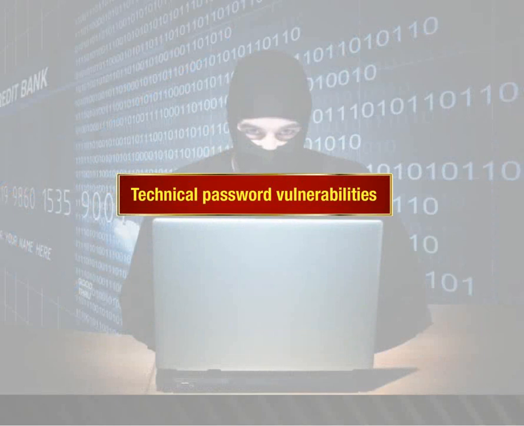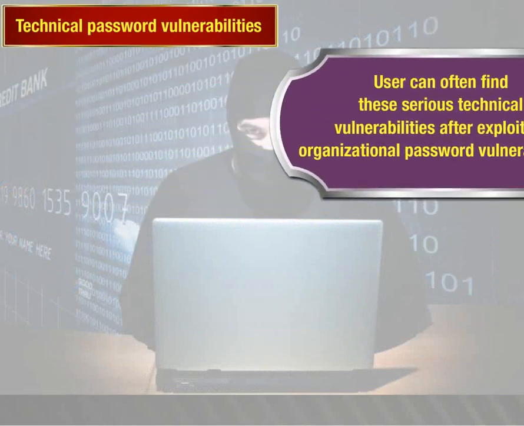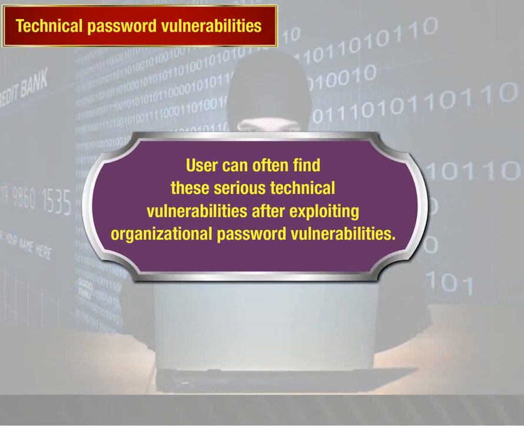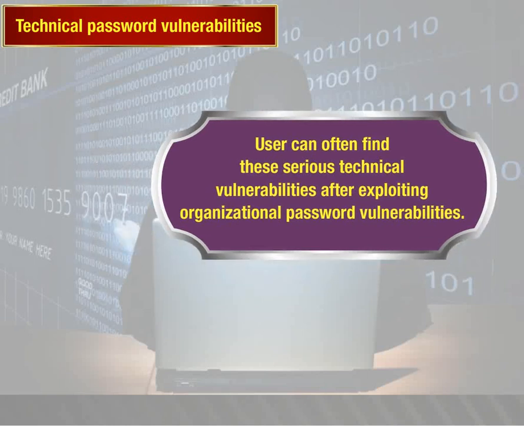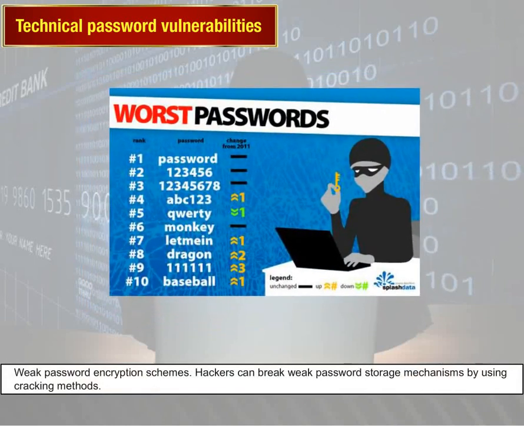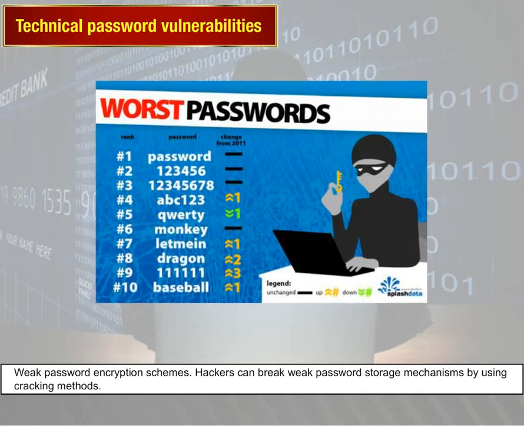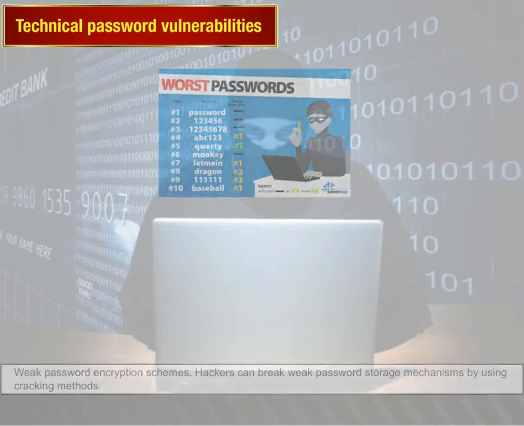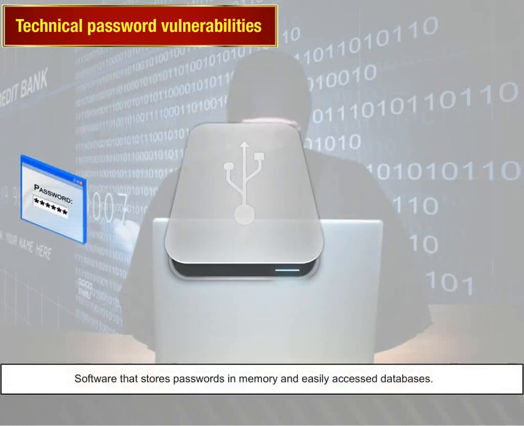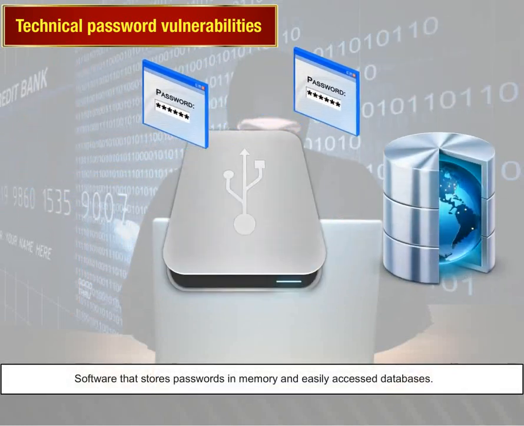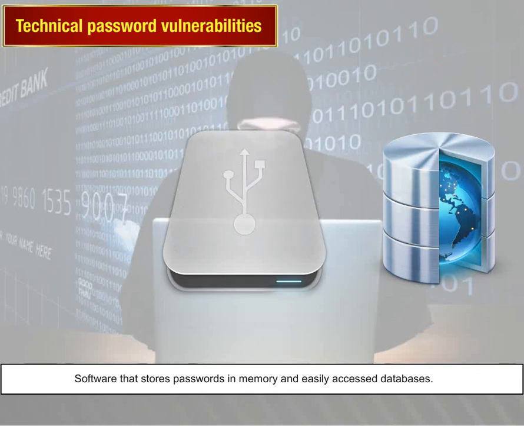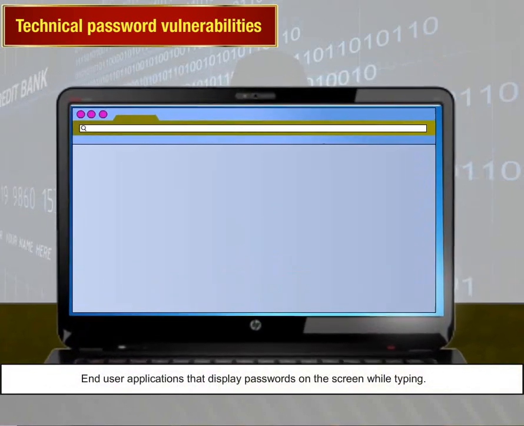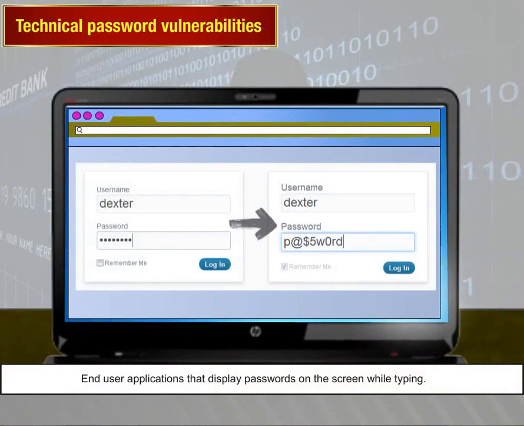Technical password vulnerabilities. Users can often find these serious technical vulnerabilities after exploiting organizational password vulnerabilities. These include weak password encryption schemes, where hackers can break weak password storage mechanisms by using cracking methods; software that stores passwords in memory and easily accessed databases; and end-user applications that display passwords on the screen while typing.